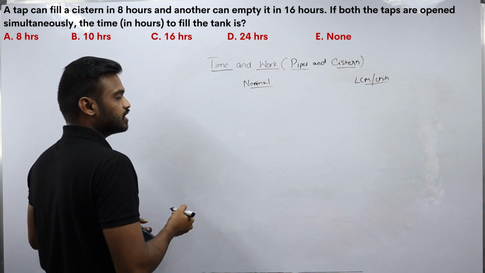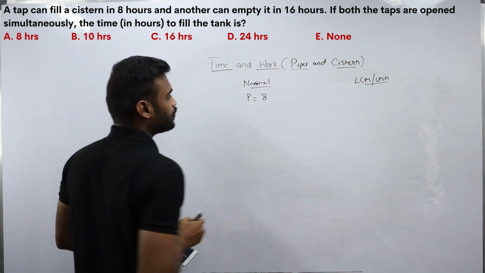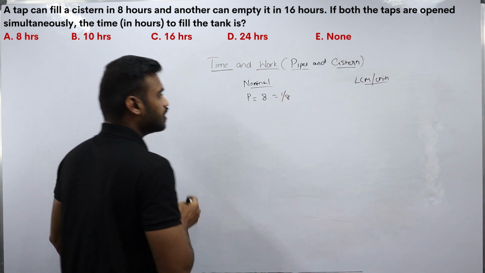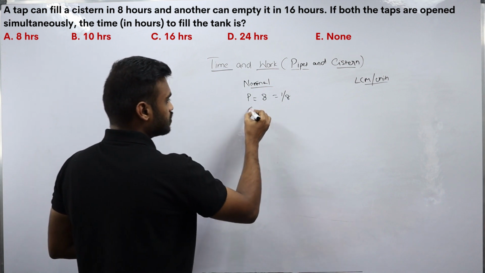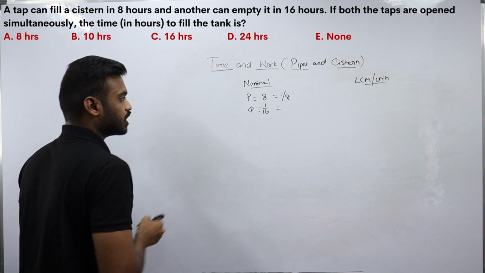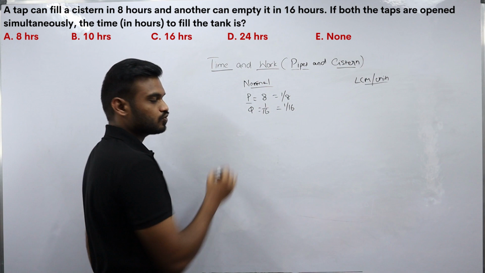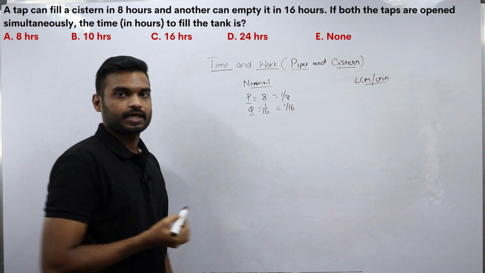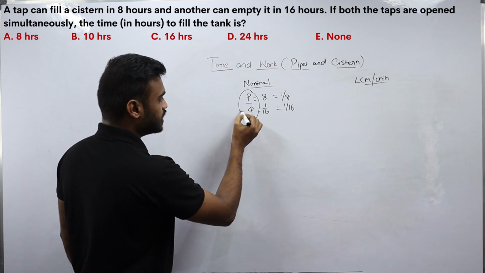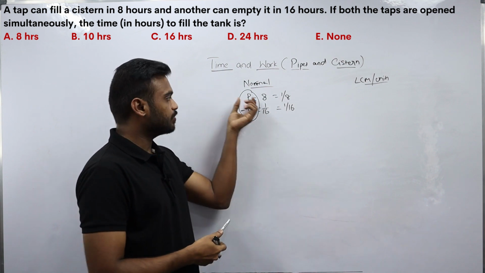Okay, now they are saying that a tap can fill the entire tank in 8 hours. So P's 1 hour work or P's efficiency will be 1 by 8. And also they are saying that another tap can empty the entire tank in 16 hours. So Q's 1 hour work or efficiency will be 1 by 16. So P is trying to fill the tank and Q is trying to empty the tank. So if both taps are open together, we will keep a negative sign for Q, because Q is trying to empty the tank, that is removing the work that has been done by P.